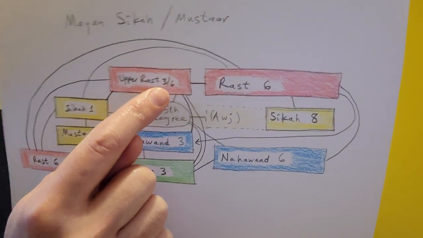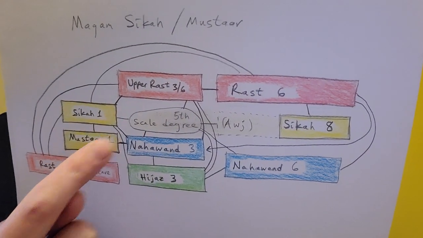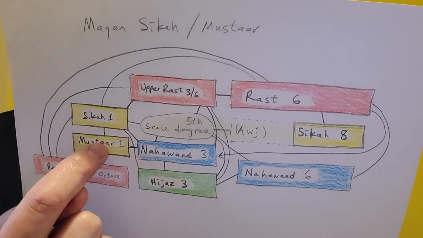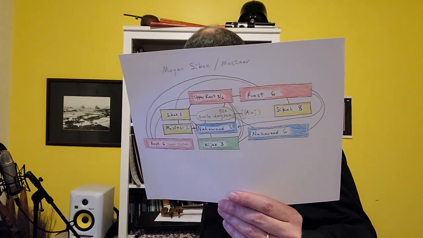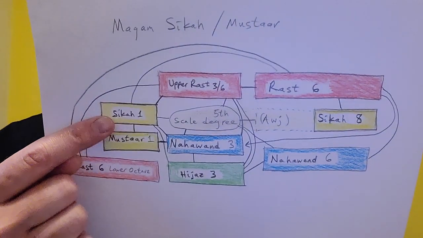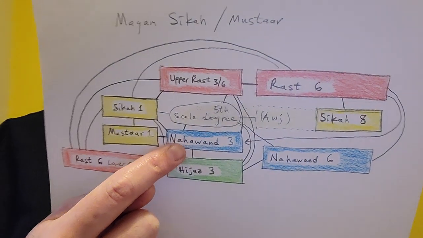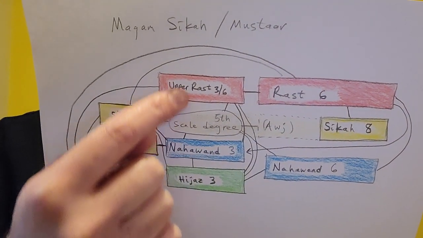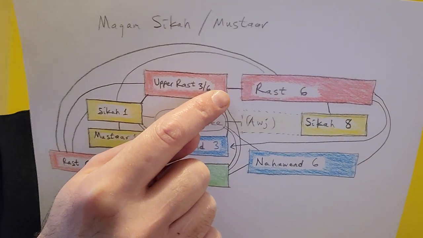Now I'm going to go and use the Mustaar pathway, and then we'll mix it with the Sikah pathway. And we'll see that Mustaar and Sikah are really very linked. Let me just make sure I'm in the good key. We're doing this in Sikah on A half flat, Rust on F, which means we're getting Nahawand on C, like C minor, Hijaz on C, upper Rust between C leading up to the F tonic for the Rust.